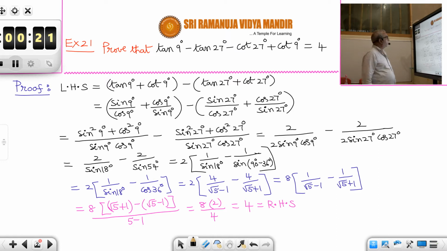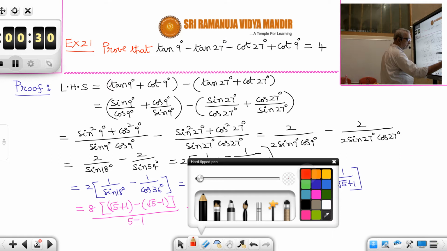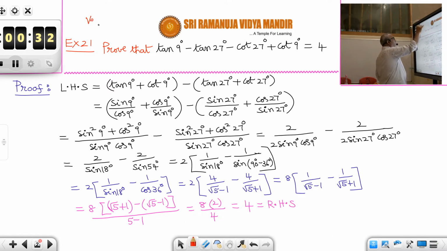Okay, example number 21. This is a very important problem. Very important. Prove that tan 9 degrees minus tan 27 degrees minus cot 27 degrees plus cot 9 degrees is equal to 4. So, okay, let us take the left hand side.